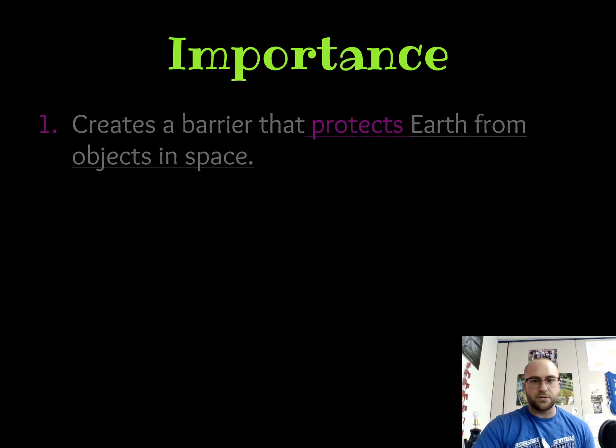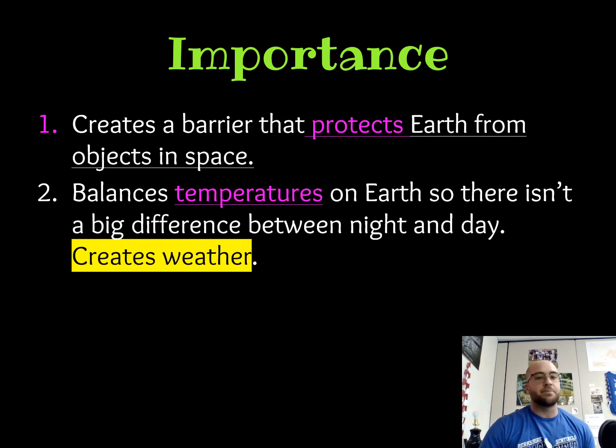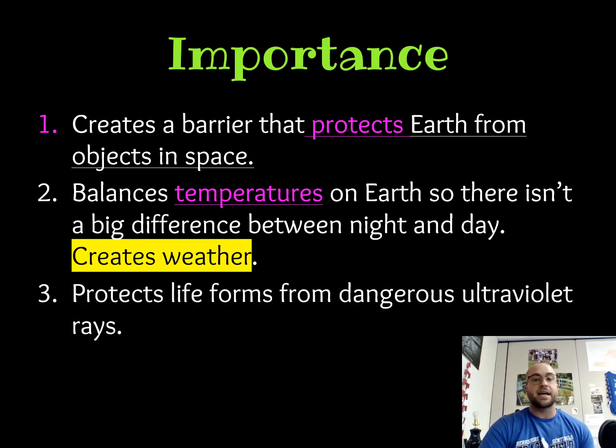Why is it important? Well, it protects us. Okay, it is our protective barrier. Without the atmosphere, we are not around. Venus has an atmosphere. Mars has an atmosphere. Two planets close to us, similar in size. Their atmospheres are different than ours. Life cannot exist. Ours balances temperature on Earth. We have weather because of it. Okay, it protects us from dangerous rays from the sun, and it supports our planet and supports our biosphere.